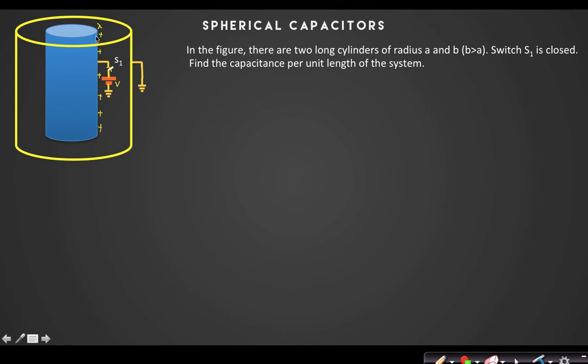Now if I find the electric field, as this is positive charge, definitely there will be negative charges appearing on the inner surface of the outer shell. So what will be the electric field in between them? I can calculate the electric field at a distance x: E into 2 pi x into L is equal to lambda into L by epsilon naught. So the electric field at a distance x is lambda divided by 2 pi epsilon naught x.